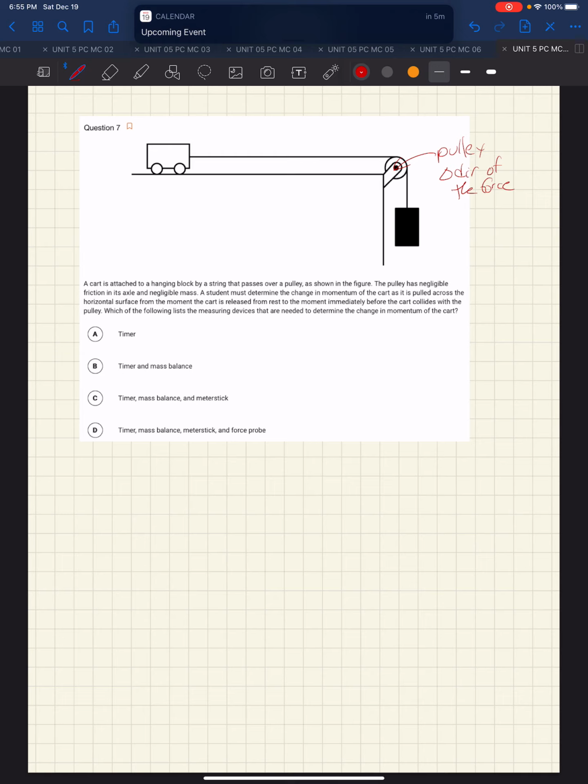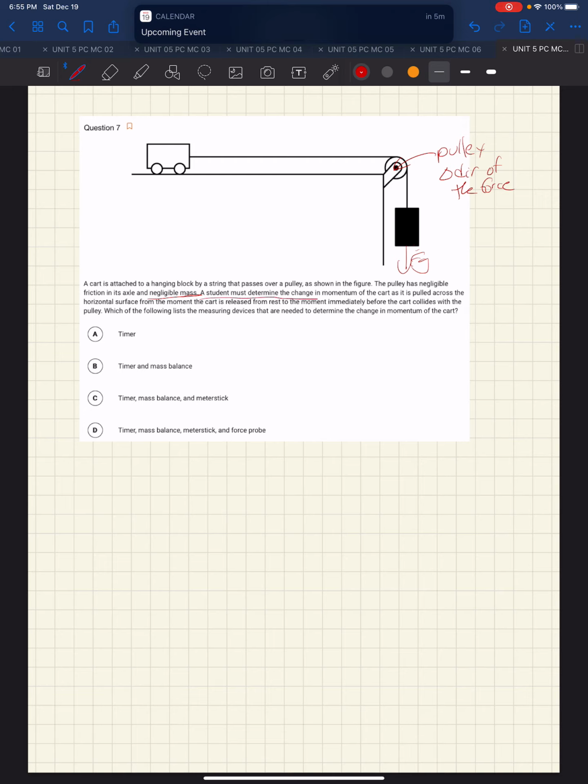So we have a hanging block. And so once this thing is released, this thing, of course, experiences a force of gravity and it will cause the cart to move to the right. The pulley has no friction and negligible mass, so we don't have to worry about that.